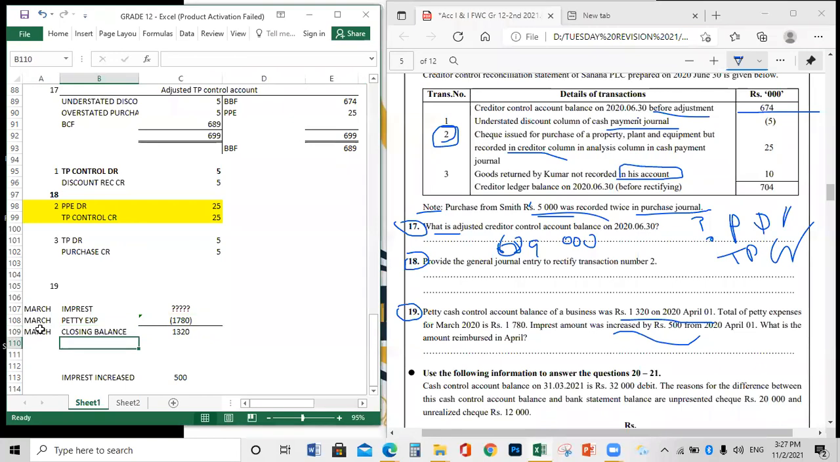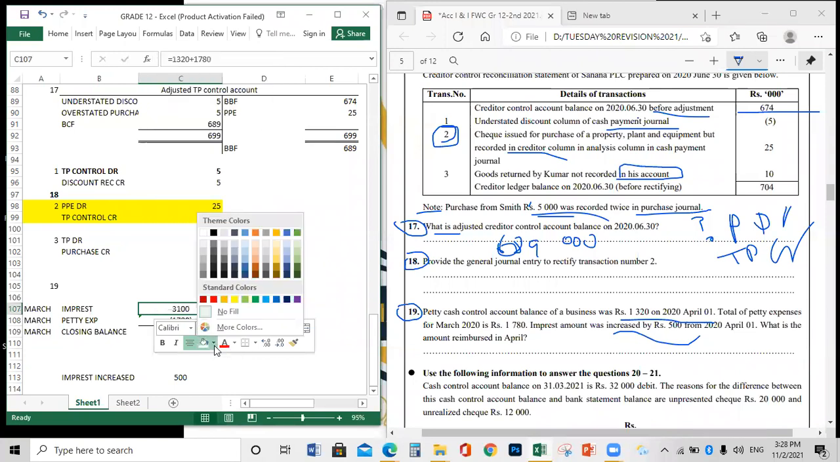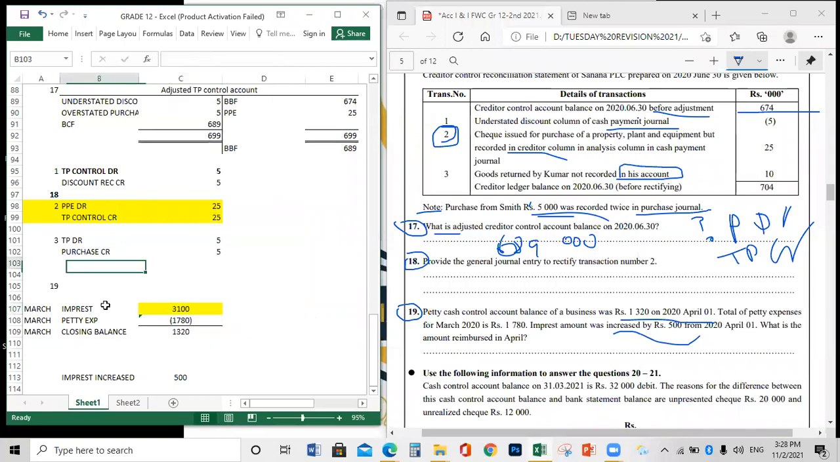So if the March closing is 1,320 and they have spent 1,780, what is the fixed amount they should have every month? They should have 1,320 plus 1,780. The fixed amount they should have every month is 3,100. From 3,100 only they have spent 1,780 and they had a balance of 1,320. Now, guys, the original imprest is how much?